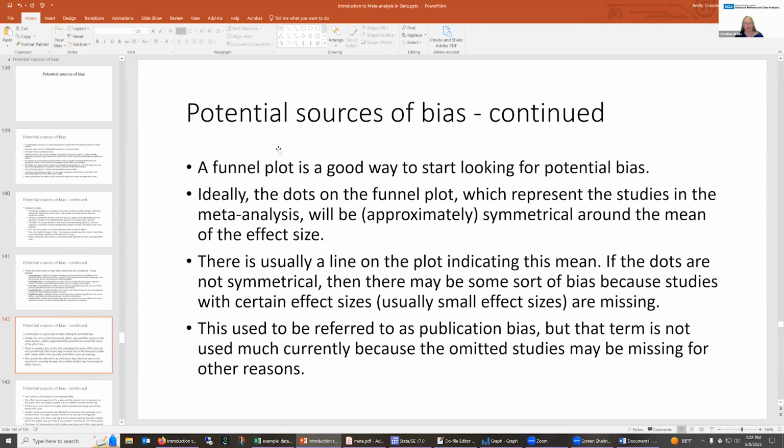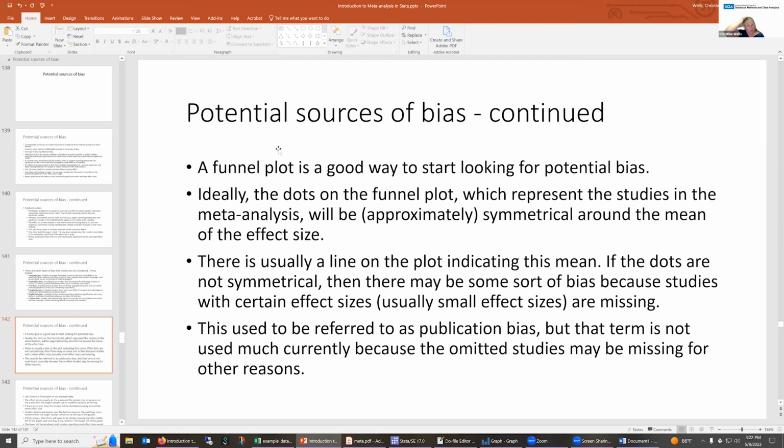There's another one coming up here. So a funnel plot is a good way to start looking for potential bias. I'll get you a funnel plot in just a second, but it does kind of look just like a funnel with a line down the middle. And ideally, the dots, where each dot represents a study in your meta-analysis data set, will be approximately symmetrical around the mean of your effect size. So you want kind of a symmetrical, even distribution of studies above and below that line that represents the mean of your effect size. That's what you're hoping for.